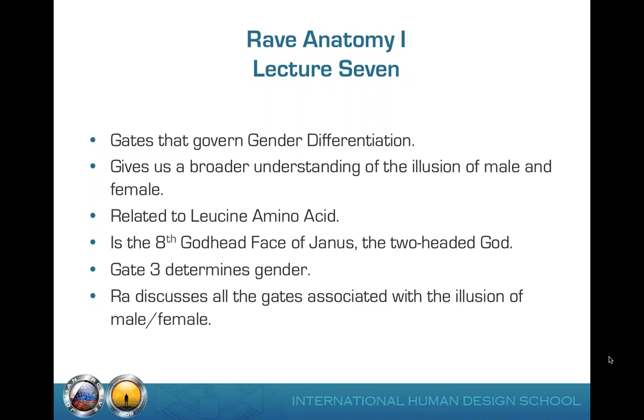That's what I was trying to get, that word illusion, because at the surface level, there's this illusion that we're male and female, but underneath that, we're not, we're just beings, right? Having experience here. And he talks about the relationship to the amino acid and to the 8th Godhead, the face of Janus, which is the 2-headed God, which I thought was fascinating. 2-headed God, male, female, so very interesting, and how the 3rd gate determines the gender. So, he discusses all of the gates associated with the illusion of the male and female. So this is a fascinating lecture.